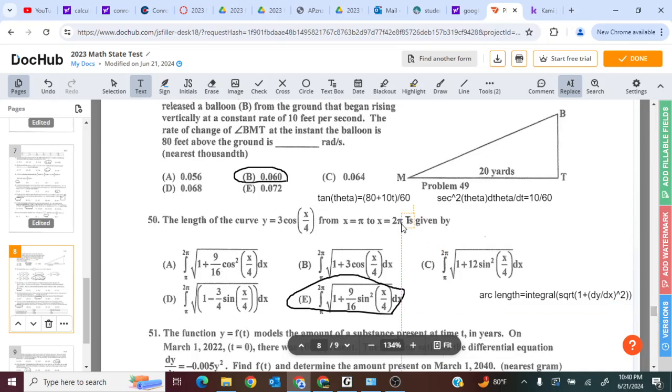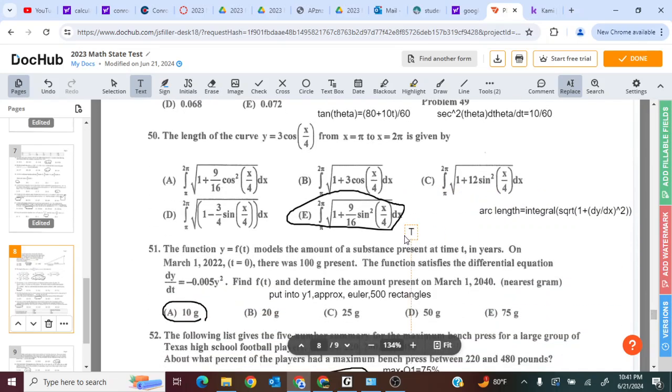50. The length of the curve y equals 3 cosine of x over 4 from pi to 2 pi is given by what? Well, we already talked about this. Arc length is the integral of the square root of 1 plus your derivative squared. If you do the derivative, you get negative 3 over 4 sine of x over 4. Square it and you get this.